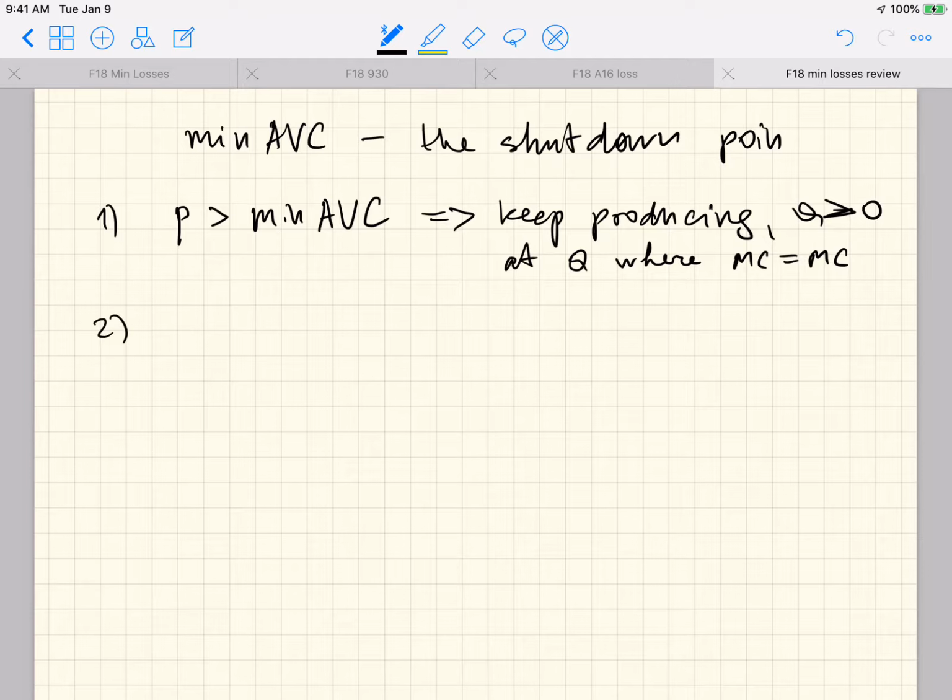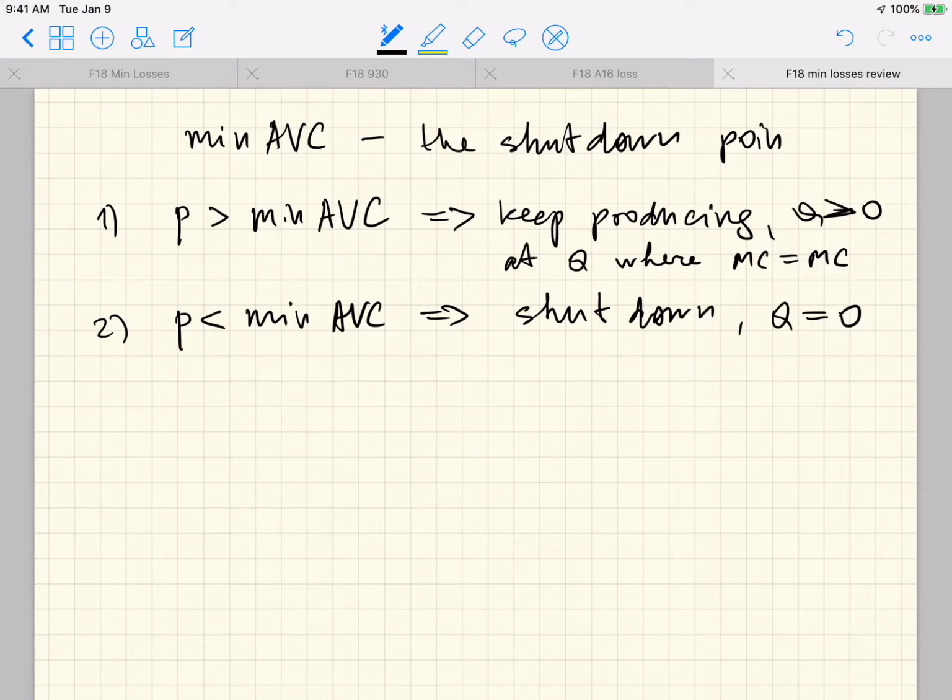All right, another possibility is when price drops below minimum AVC. In this case, the company will be better off by shutting down. In other words, by setting Q to 0, getting rid of variable cost, but still dealing with fixed cost. But it's actually a smaller evil than running the company. So fixed cost is your losses.